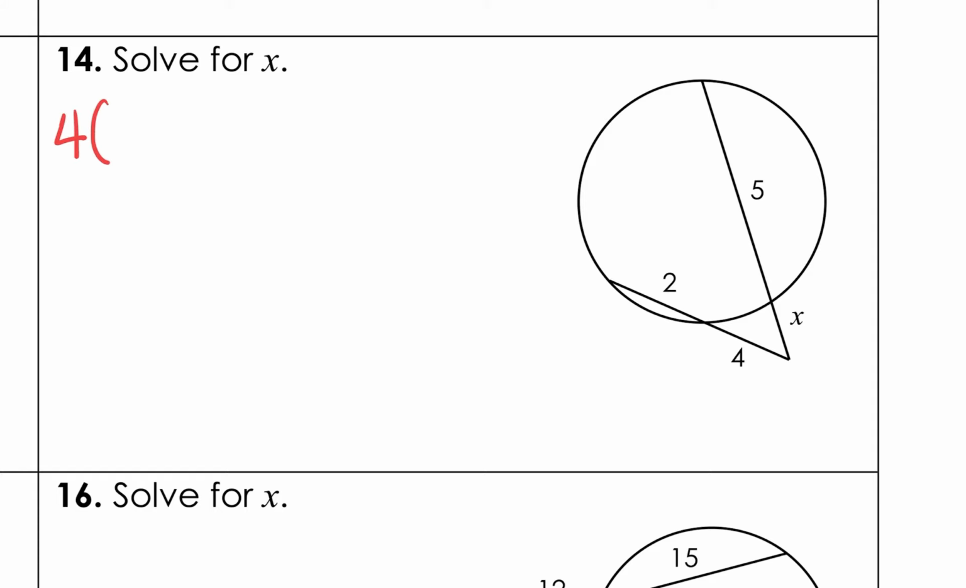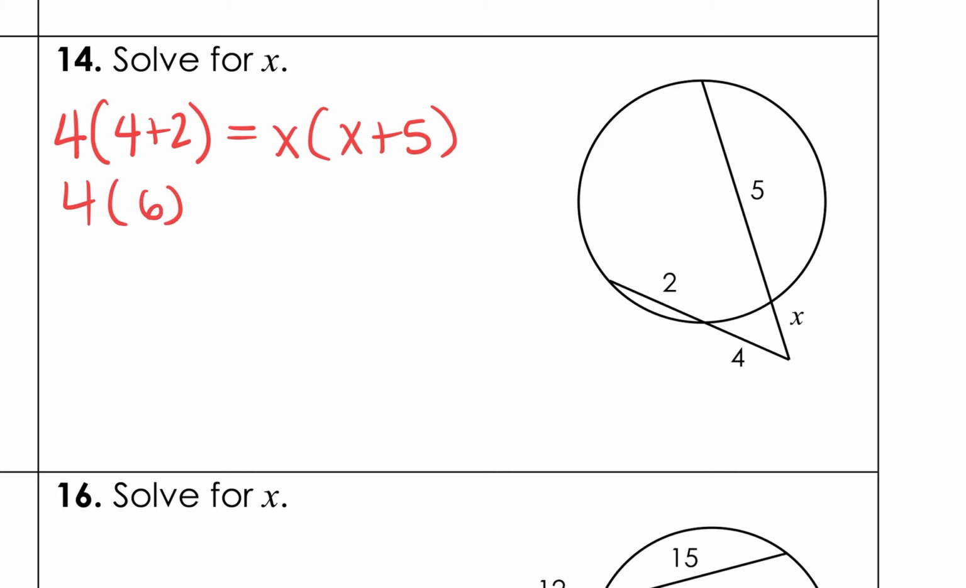Apologies. We're doing 4 times 4 plus 2, and you're going to equal that to x times x plus 5. That's how you do secant lines. That's how you find the segment lengths for secant lines. So here you're going to get 4 times 6, and that's going to equal x squared plus 5x.